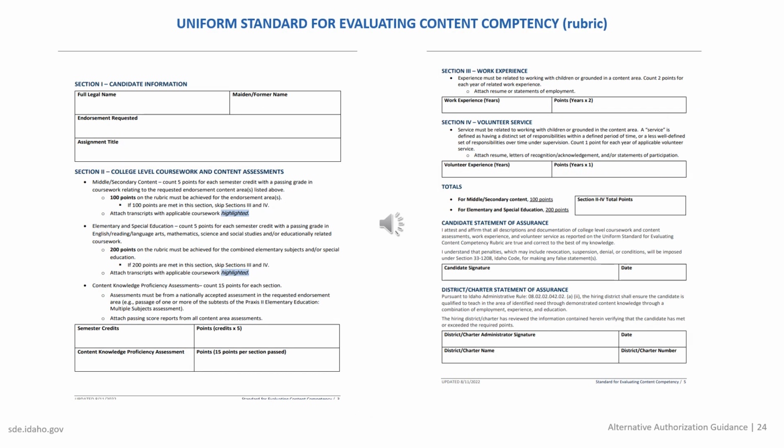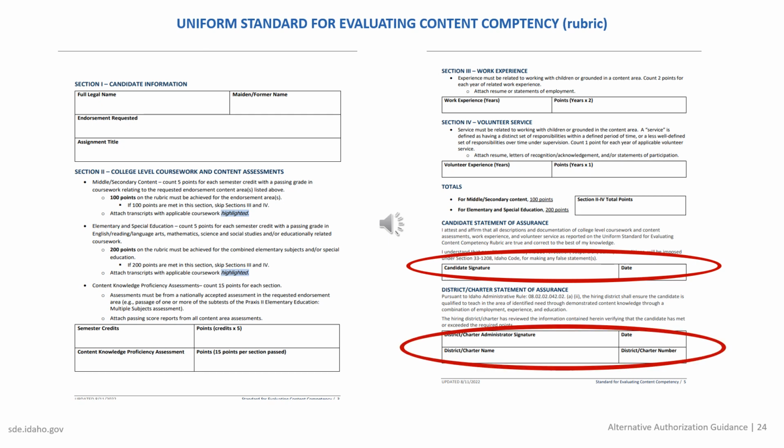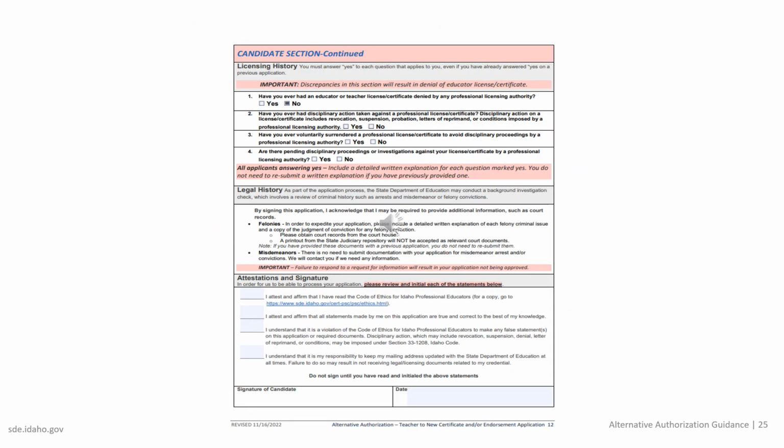If the rubric is being used as their content assessment, fill in the information with candidate's name, how many points tallied through coursework, along with the candidate and the district and/or charter signature. Next, the candidate section continues, requiring the licensing and legal page to be completed with initials and the candidate's signature under the attestations section.